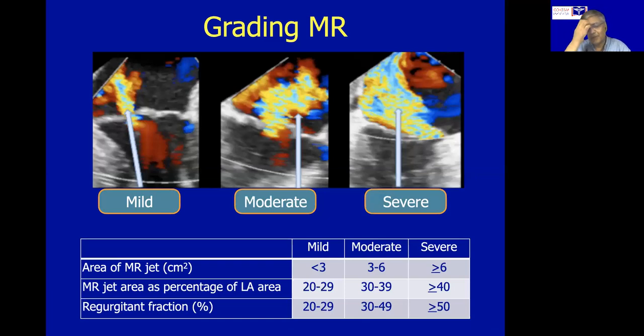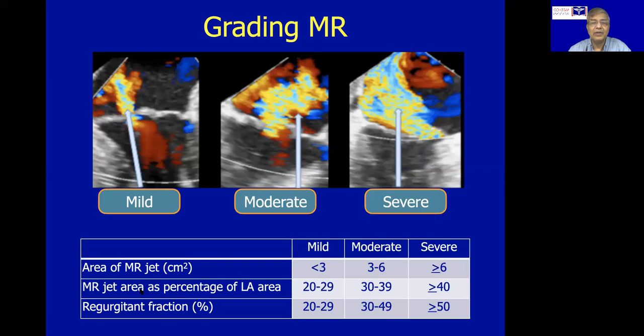Now, grading of MR based on echocardiography. The area of the mitral regurgitation jet, if less than 3 centimeters square, signifies a mild MR. If it is 3 to 6, it signifies a moderate MR. And if it is greater than 6 centimeters square, like here, it signifies severe MR.